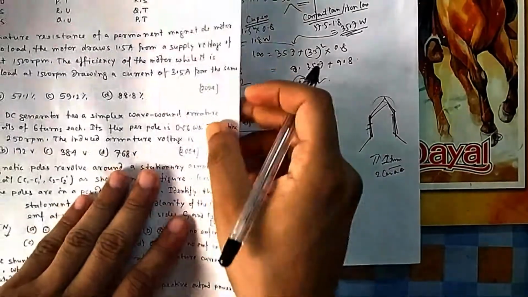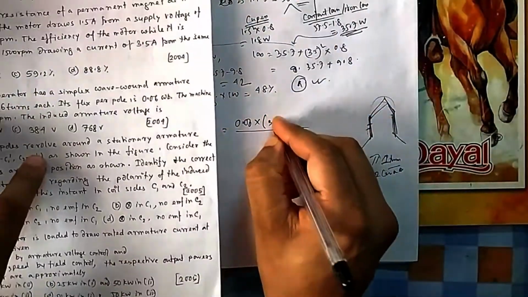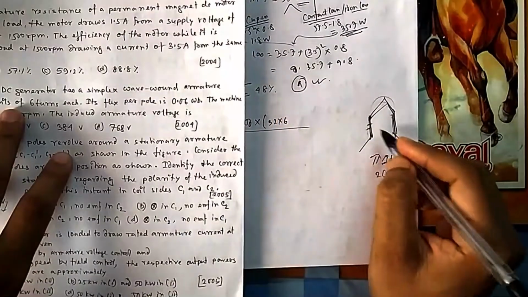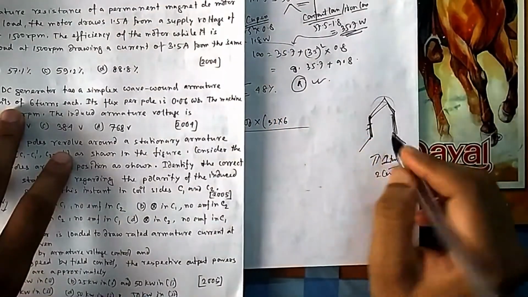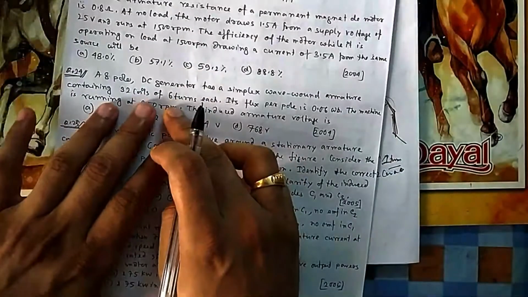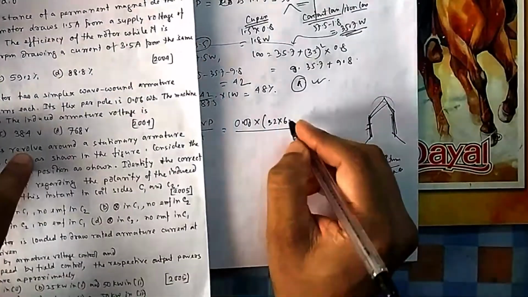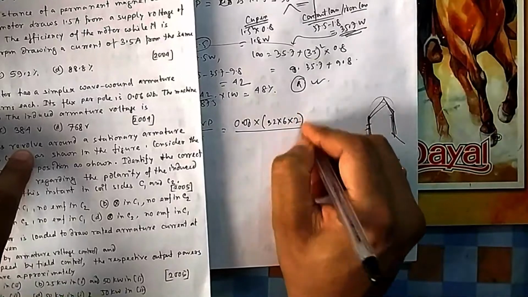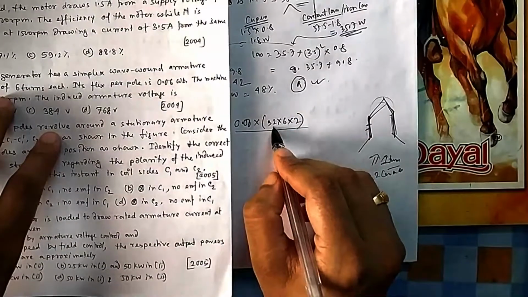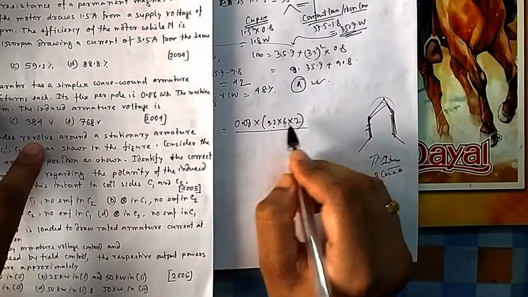So how many turns are there? 32 coil, 6 turn. Each coil is taking 6 turns. This is one turn. Similarly, one coil if you take, they are taking 6 turns. So total turn is this. And each turn has two conductors. The total conductor is this. So this is coil into turn, total turn into 2, that is total conductor.